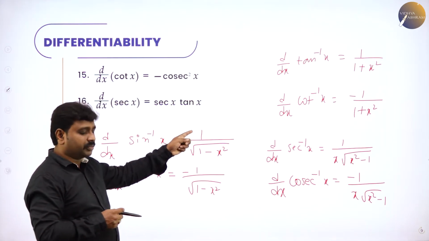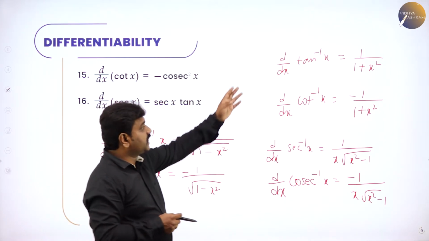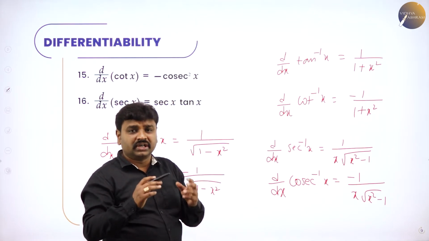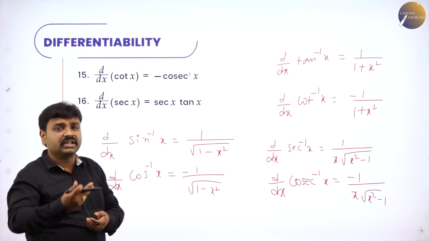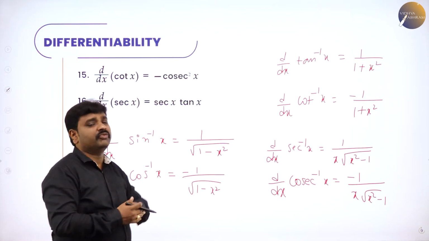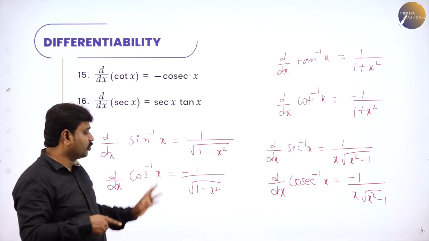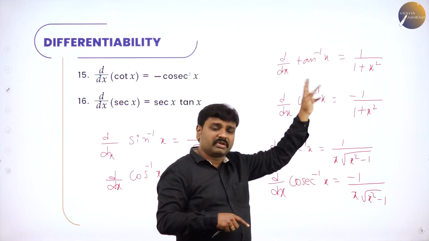So sine inverse x is 1 by root of 1 minus x square. Cos inverse x is the same but minus. Tan inverse x is 1 by 1 plus x square. Please make a note of all these things and become thorough. Take a pen and paper, make a note of this, and write and practice and become thorough. Then if you attend my sessions, it will be helpful. Sin inverse x is 1 by root of 1 minus x square. Cos inverse x is minus 1 by root of 1 minus x square. Tan inverse is 1 by 1 plus x square. Cot inverse is minus 1 by 1 plus x square.